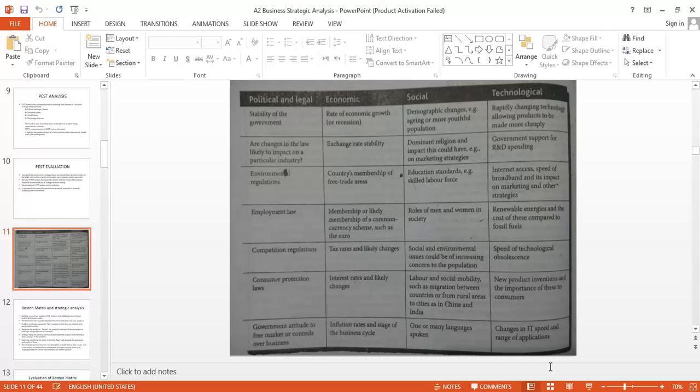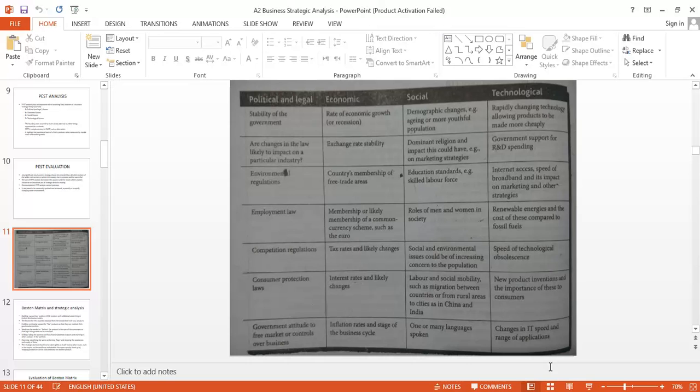Then there are economic factors. If there's economic growth, of course, then it makes sense to invest in the business. If the country is undergoing a recession, then there's less sense, because incomes of the people will fall. Exchange rate stability. Is this country a member of common currency schemes? What are the interest rates?